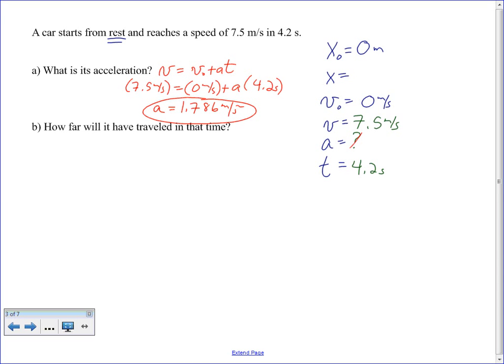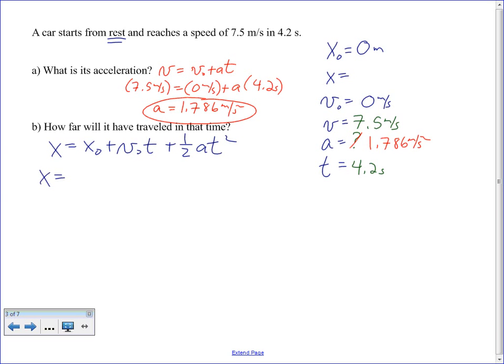So now that I know that value, I can plug it in over here into my table. And so now when I go to solve part B, how far will it have traveled in that time? Again, I could use either of the other two equations because I know everything except the final position. So I could use velocity as a function of position, or I could use position as a function of time. Again, I think for most people it makes more sense to use the equation for position as a function of time, so that's what I will do.